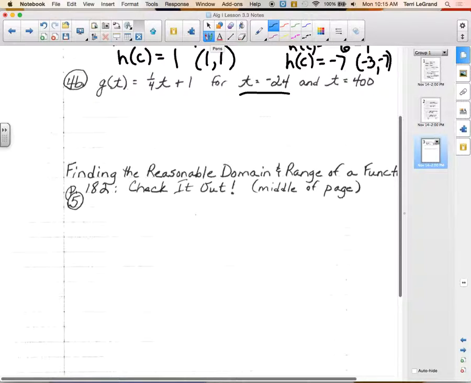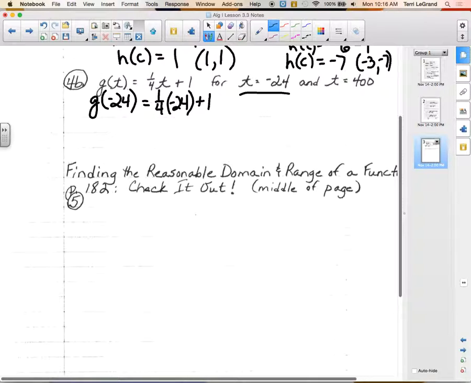So we are going to do when t is -24. So let's go ahead and substitute. And basically, here's what I should have been writing in the last one, and I did not. We should put g of -24, or in other words, the function evaluated for -24. Replace the t even here with -24. The function evaluated at -24 is 1/4 of that -24 plus 1.